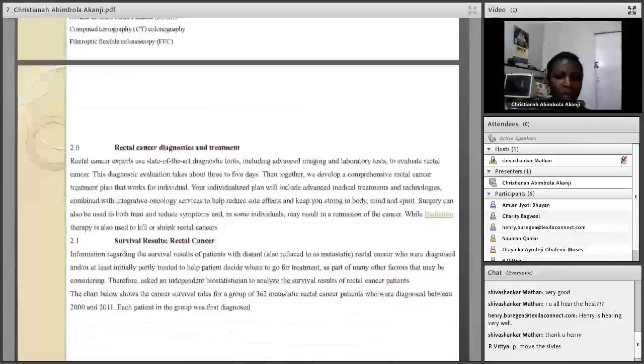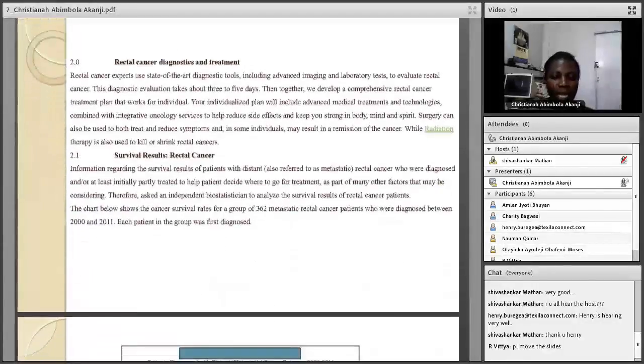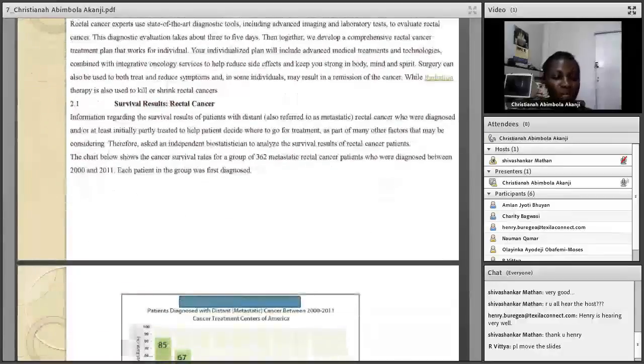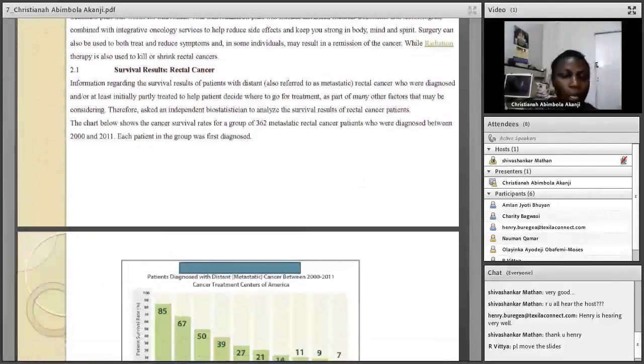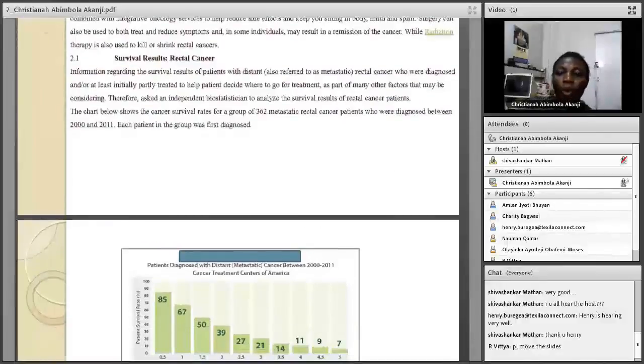The survival results for rectal cancer. Information regarding the survival results of the patients with distant rectal cancer who were diagnosed and at least initially partly treated, to help patients decide where to go for treatment, as part of many other factors that may be considered. Therefore, we asked an independent biostatistician to analyze the survival results of rectal cancer patients.